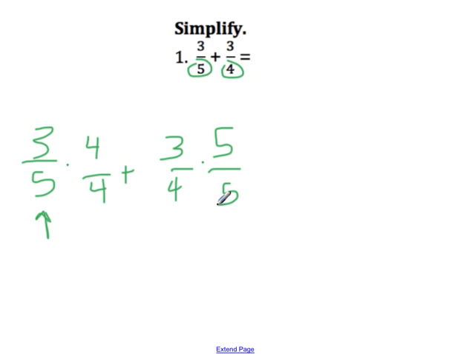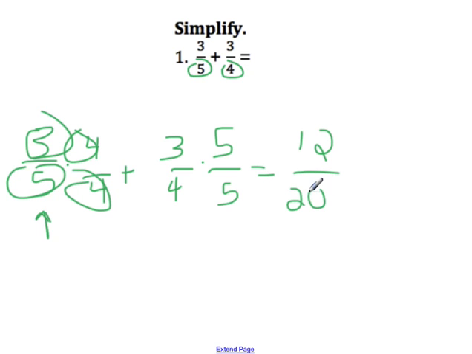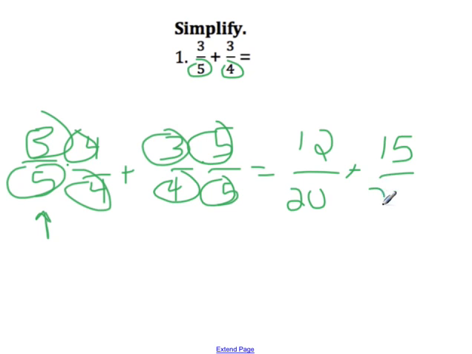Now remember that when you multiply fractions, you need to multiply the top and the bottom. So 3 times 4 is 12, 5 times 4 is 20. 3 times 5 is 15, 4 times 5 is, again, 20. So now I can go ahead and add those together. Well, 12 plus 15 is going to give me 27, and that's over 20.